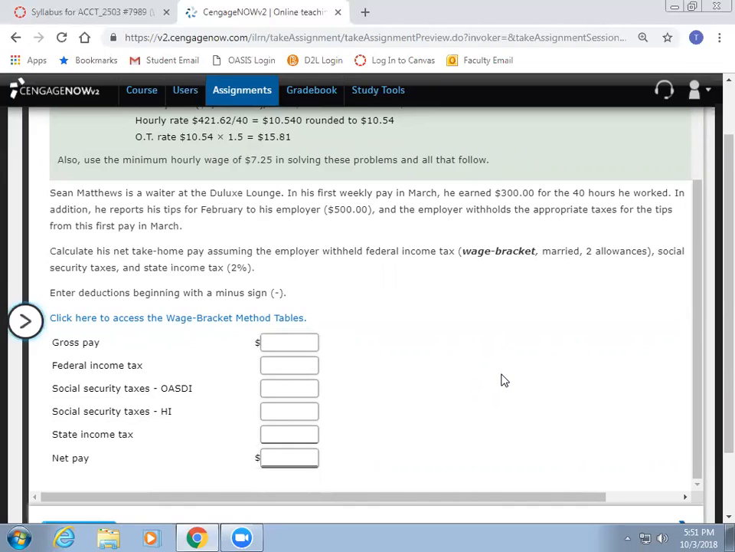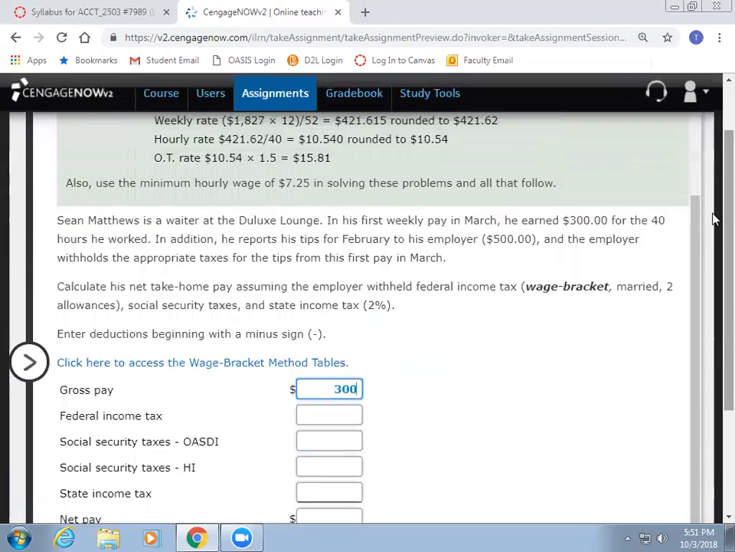So it wants us to calculate his net take-home pay, assuming the employer withholds federal income tax. And we're going to do the wage bracket method. He's married with 2 allowances, and we want to withhold Social Security and Medicare, and then there's a state income tax of 2%. Okay. Well, for him, his gross pay is the amount of money his employer is paying him. It's the $300. However, when we go to calculate taxes, we need to look at his total taxable income, which talks a lot about in Chapter 4, taxable income. Well, his taxable income is going to be the $300 for his hourly pay, plus the $500 he reported in tips. So Sean's taxable income is $800.